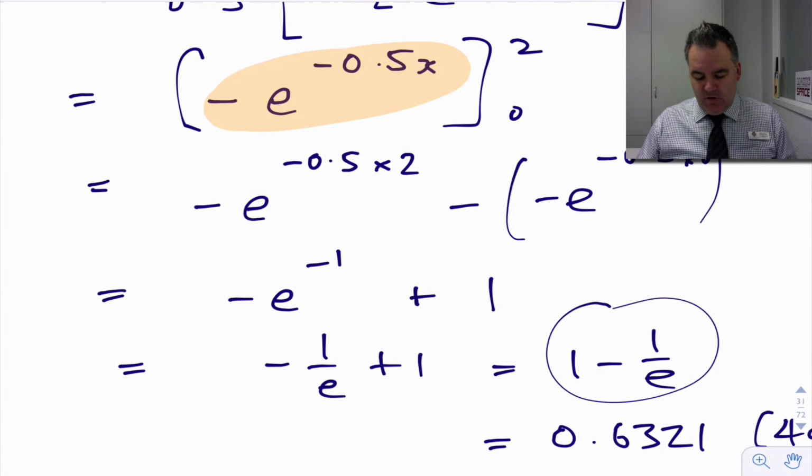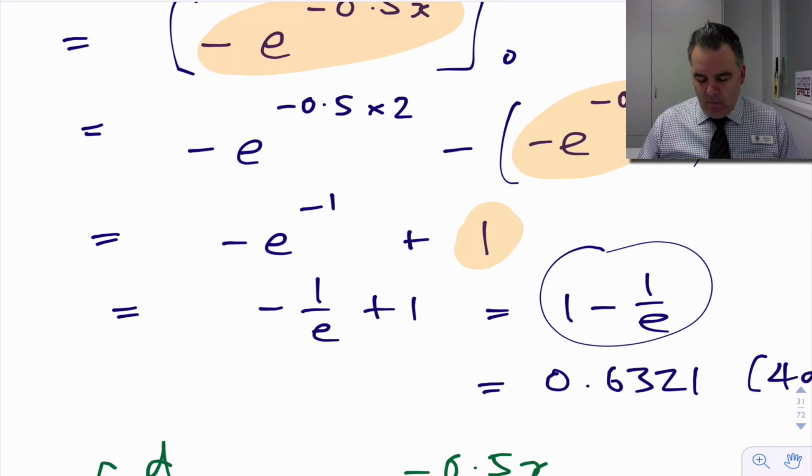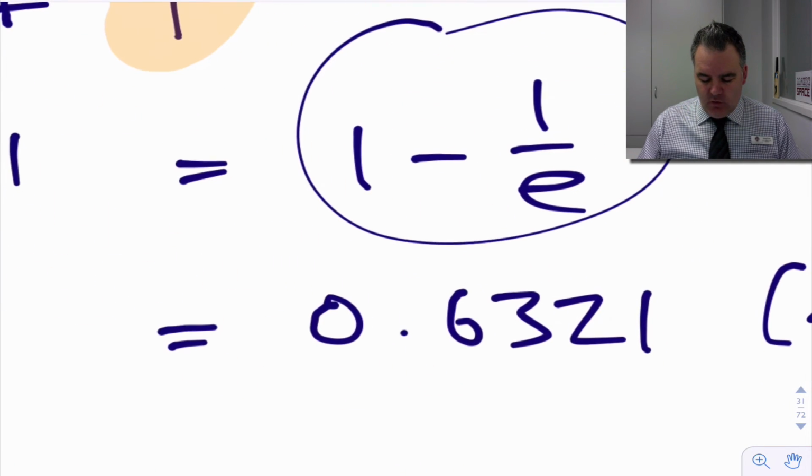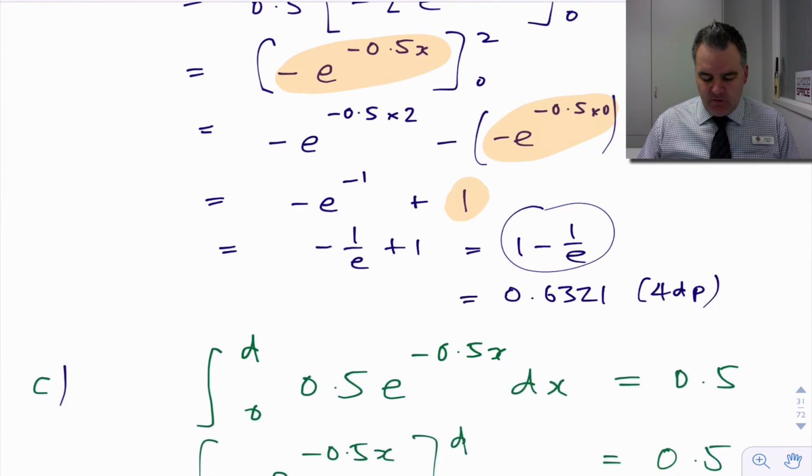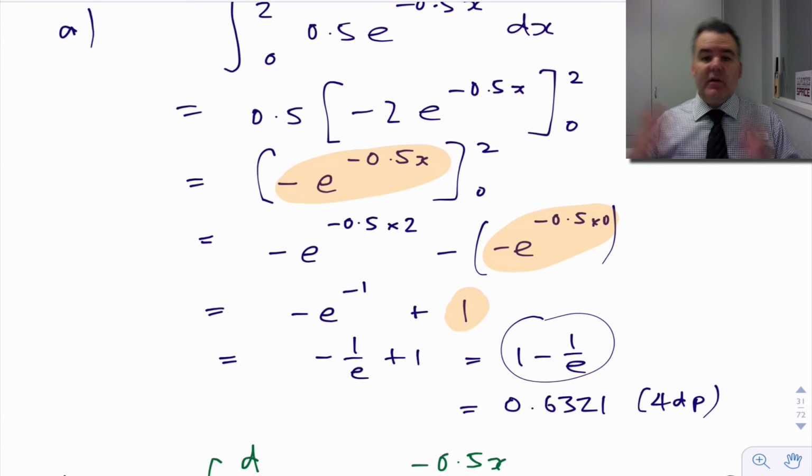I do that really carefully at this step here. Don't assume, because a lot of people get tripped up here. E to the power of 0 is 1. So that's a tricky one. Sometimes people don't get it. So I could write that as negative 1 over e plus 1, or 1 minus 1 over e, or the decimal equivalent, which is 0.6321. So it's just the area under the curve. Nothing special, just applying integration to continuous random variables now.